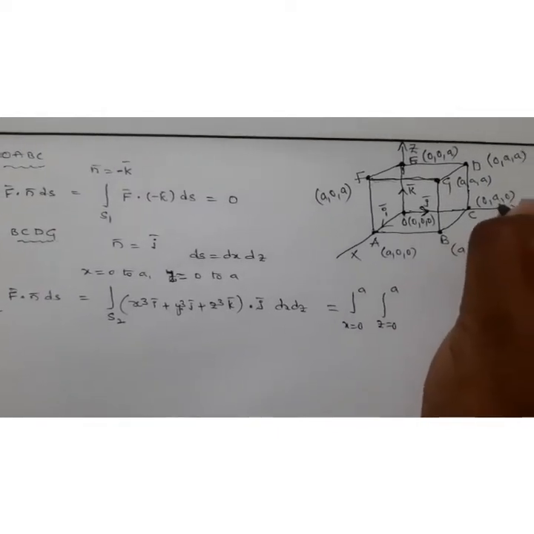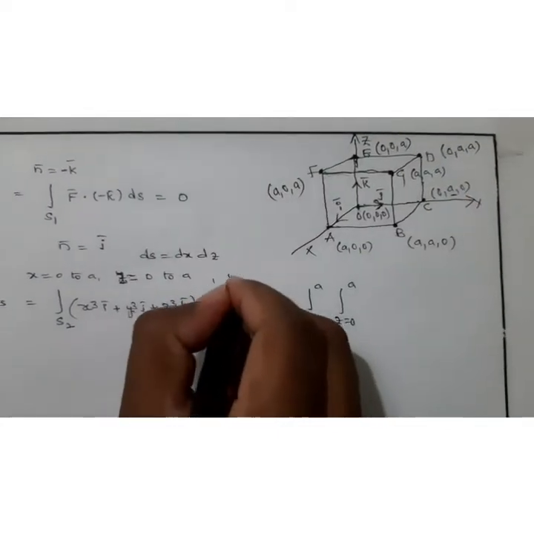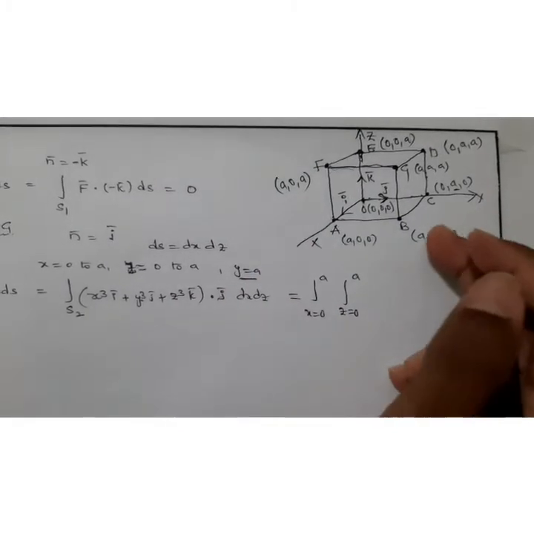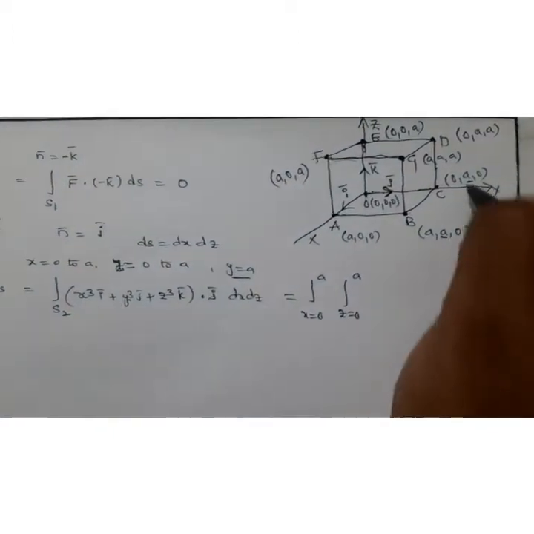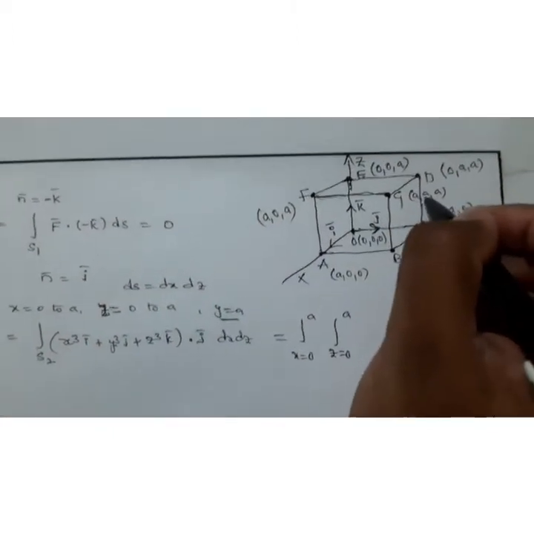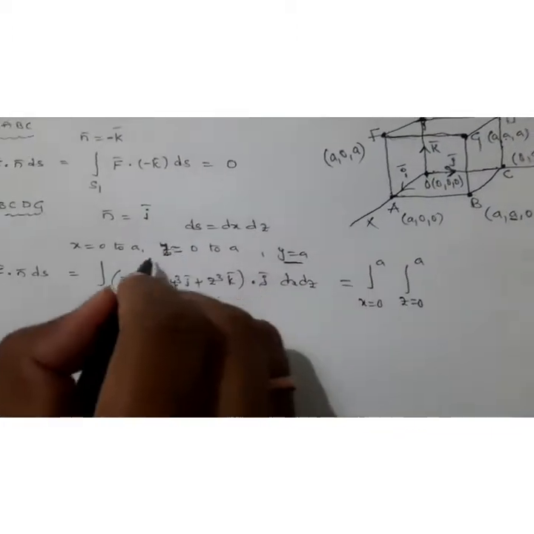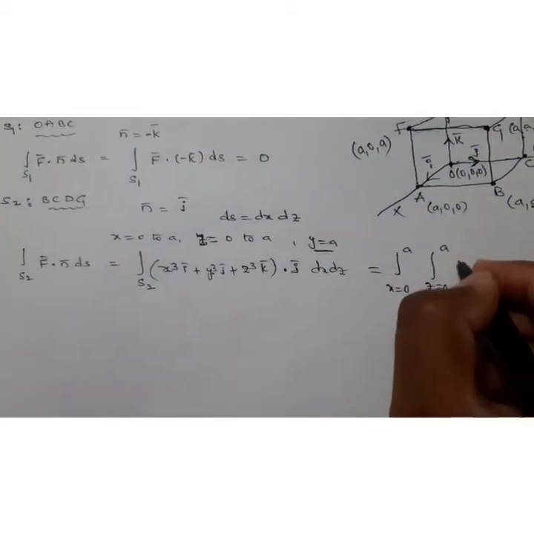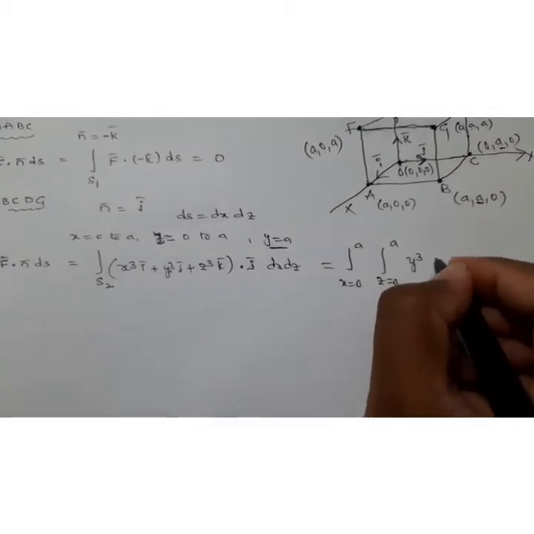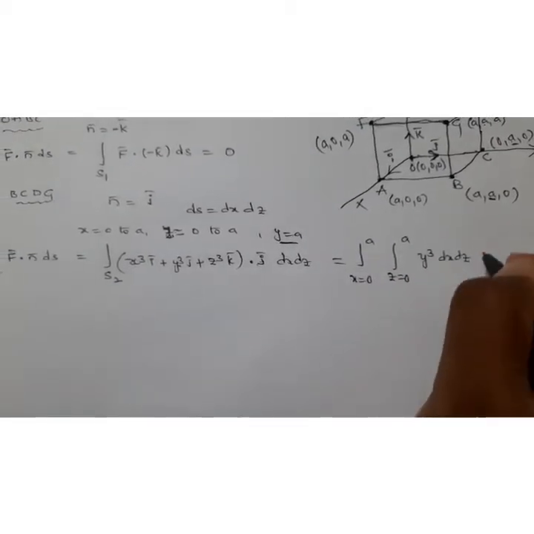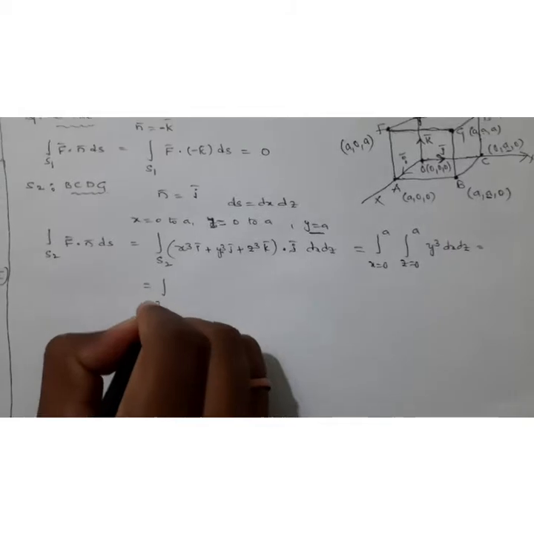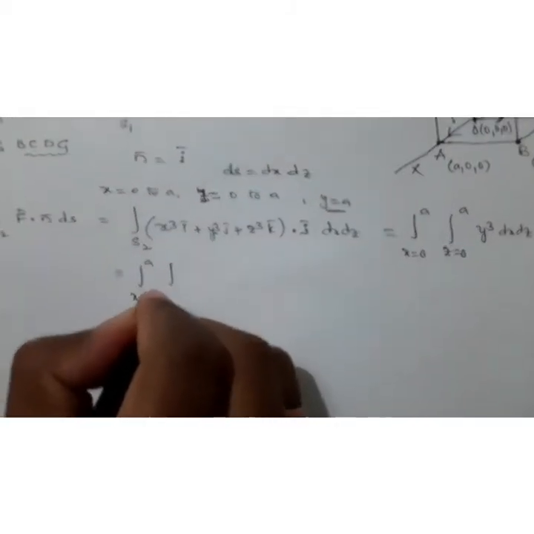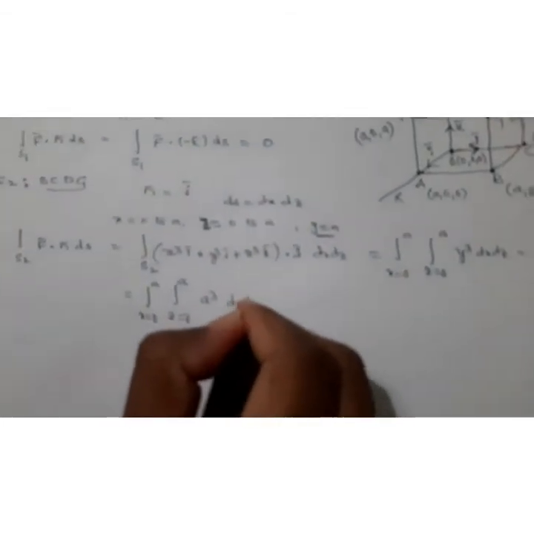What is the y value in this plane? The y value is a. In these 4 points, the y value is a, a, a, a. Therefore, y value is a. So j dot j is 1, and 1 into y cube is y cube into dx dz. What is y cube? With x from 0 to a and z from 0 to a, y cube is a cube into dx dz.